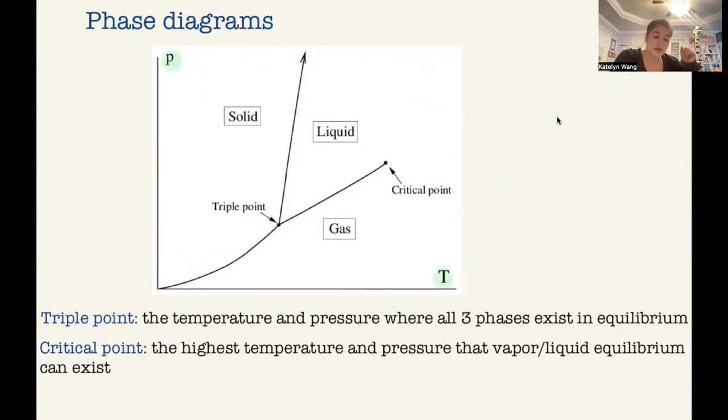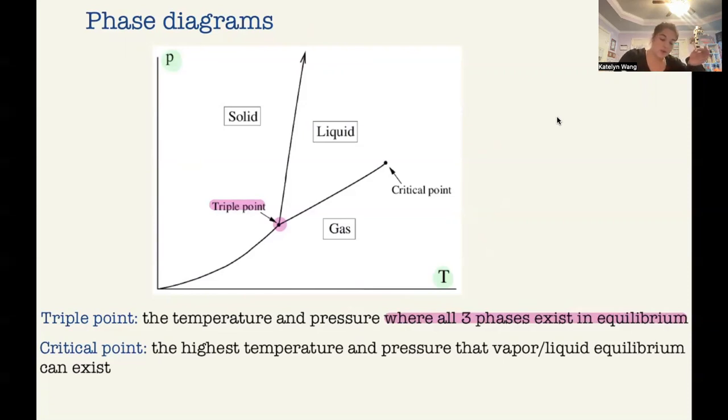First, we're going to go over some general vocabulary things. Right here, you see something called a triple point. And it's creatively named because it's where all three lines intersect. So the triple point is the temperature and pressure where all three phases exist in equilibrium, meaning that at this temperature and pressure, you're going to have an equal amount of solid of that compound or element, an equal amount of liquid, and an equal amount of gas.